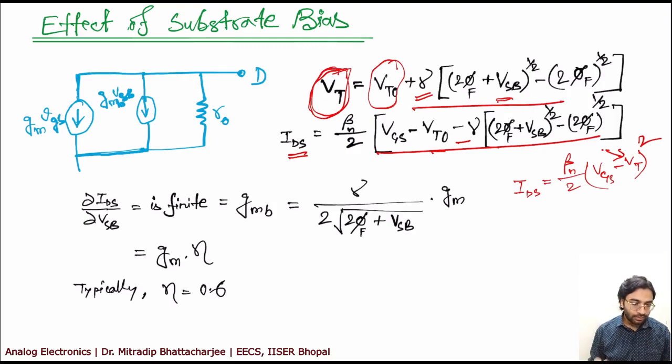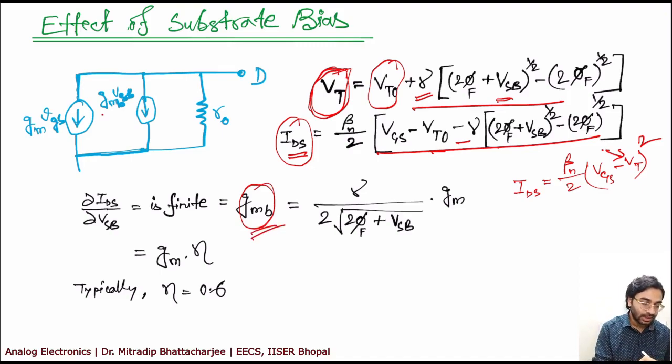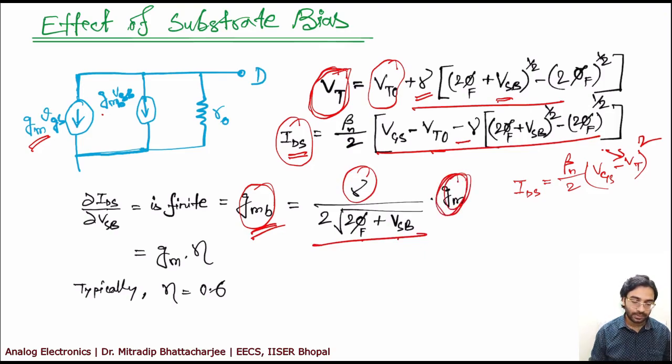Now if you differentiate this value with respect to Vsb, which is a finite value, we call it bulk conductance, or conductance in the bulk region. So this is your GMB. GM is transconductance, right? And here we are calculating the transconductance with respect to bulk. Okay, so this is your GMB. If you calculate this value, you'll find it is gamma divided by 2 times the square root of (2 phi f plus Vsb), multiplied by GM. Okay, now this term is known as eta.